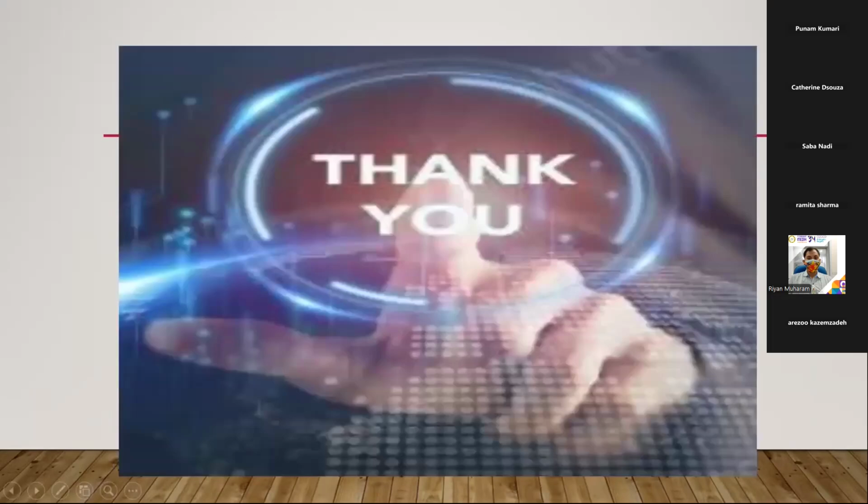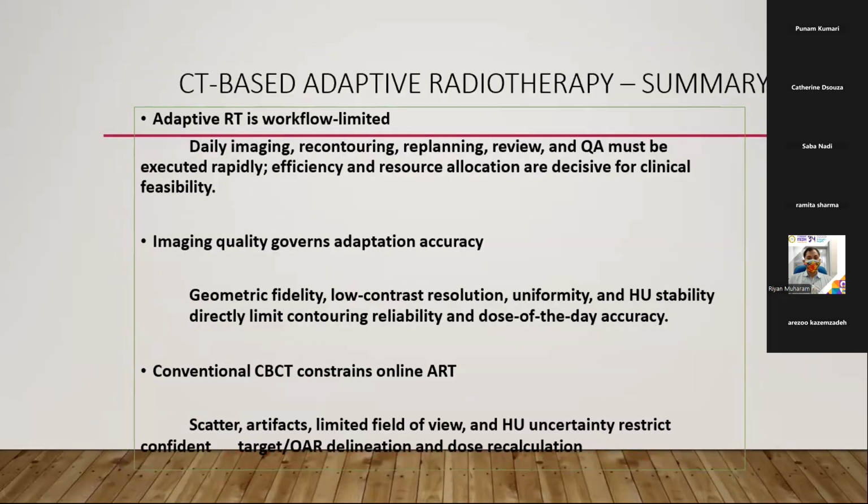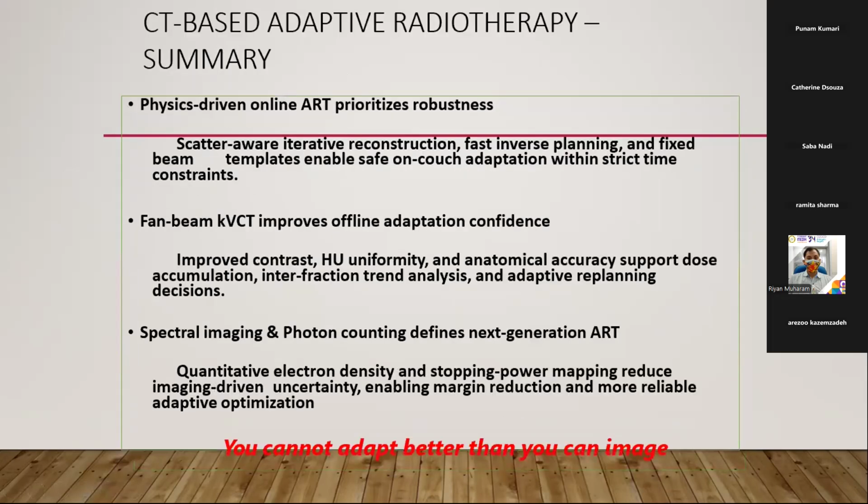Okay, so let's summarize. CT-based adaptive radiotherapy: the summary is daily imaging, recontouring, replanning, review, QA. This is the clinical workflow that we have seen in our course of lecture. Image quality governs adaptation accuracy: geometric fidelity, low contrast resolution, uniformity, and HU stability. These are the limitation parts. Conventional CBCT constraints for online ART are scatter artifact, limited field of view, and HU uncertainty. These are the limitations that have to be taken care of.